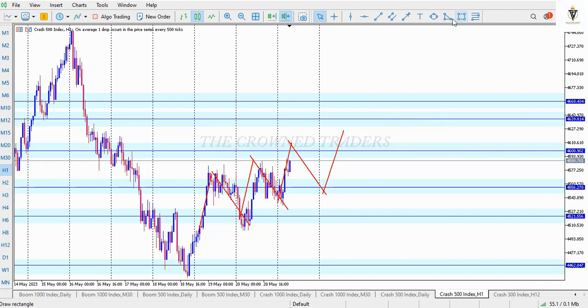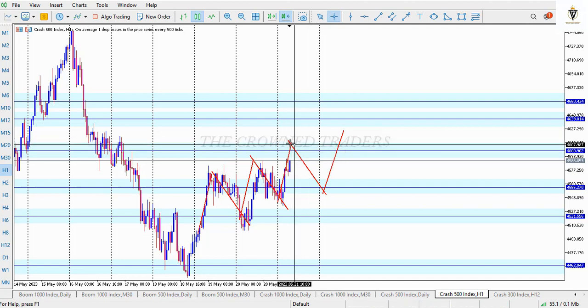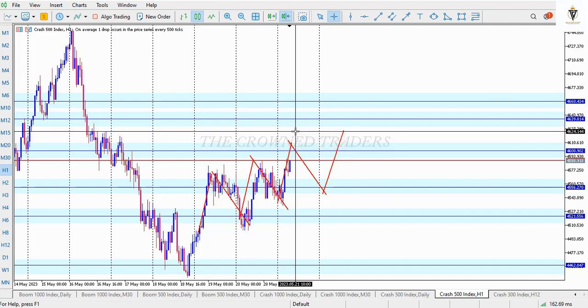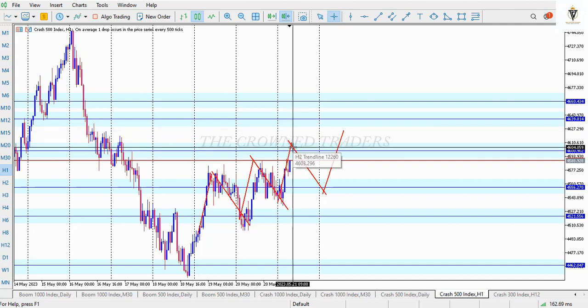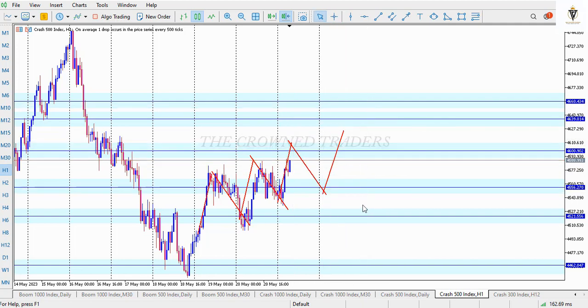So right now I'm just waiting for price to reach my supply level here, and when it gets there, I will wait to see an exhaustion or a rejection candle. When I see my rejection candle, I'll take my sell. My stop loss will just be a little bit above, and I expect that it falls to this demand level before going up to the upside or higher supply levels.